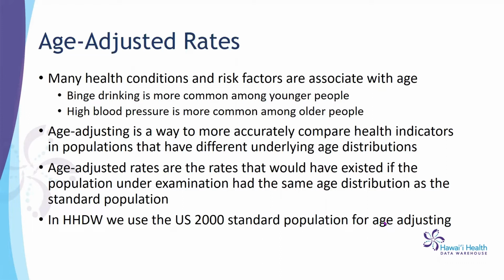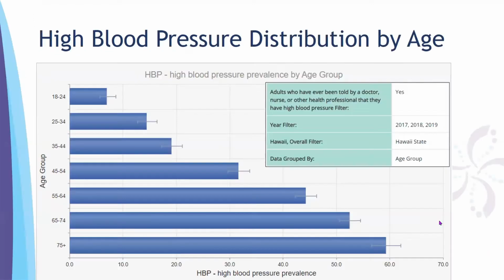So let's take a look at an example of this. This is high blood pressure distribution by age. So this is the adults that responded that they've ever been told by a doctor or nurse or other health professional that they have high blood pressure. And as you can see here, among the 18 to 24-year-olds, less than 10% have ever been told, whereas compared to 75 and older, almost 60% have been diagnosed at some point with high blood pressure. So there's a huge difference. There's a very big age gradation in high blood pressure. So if we're going to compare populations, we want to think about this.